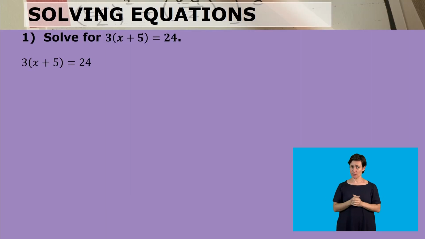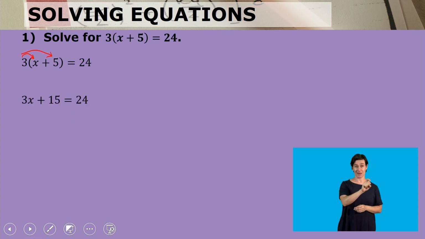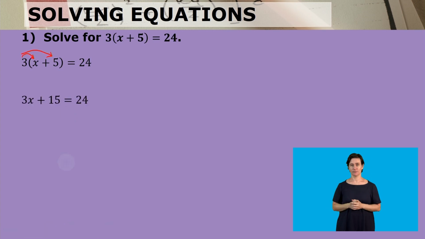Let's look at the following equation. 3 is multiplied by x plus 5 equals 24. With 3 multiplied by a binomial, we remember that 3 must be multiplied by both terms in the bracket. And therefore, it would give us 3x plus 15, which equals 24. And so what that equation, which is a balanced equation, says is we need to find a number that we multiply by 3 and add 15 to get 24. And so how do we find that number?